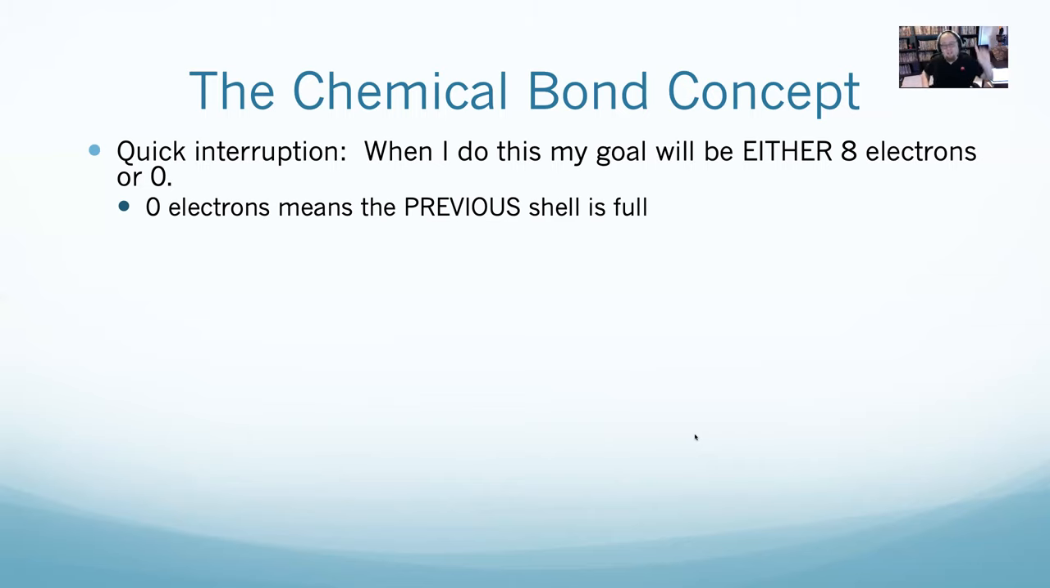And every element, except for hydrogen and helium, will go and trade or give or take electrons to hit these magical numbers, 0 or 8. And if they have 0 or 8, they're happy. They're content. Life is what it should.